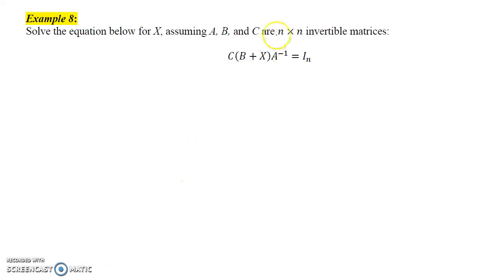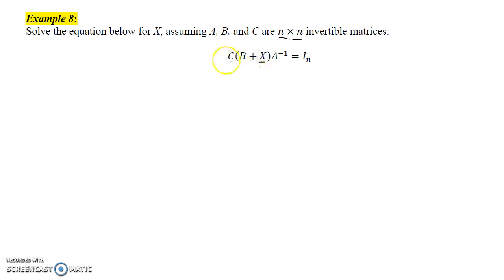We're asked to isolate x in this matrix equation. We can assume that A, B, and C are n by n invertible matrices, so each of these has dimensions n by n. So there won't be issues with being able to multiply because of the dimensions. Since they're all n by n, the dimensions will match whenever we want to multiply. And we can assume that each matrix here has an inverse. Okay, so the goal here is to isolate x.